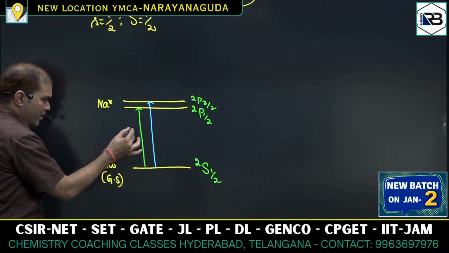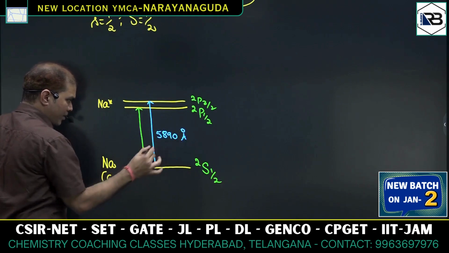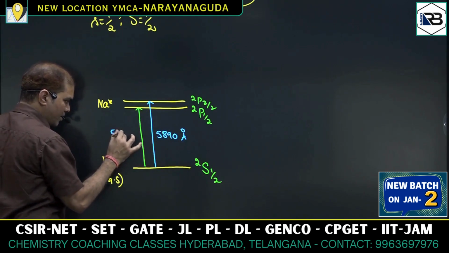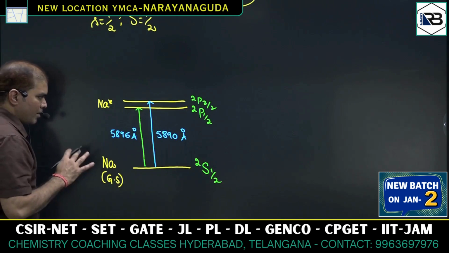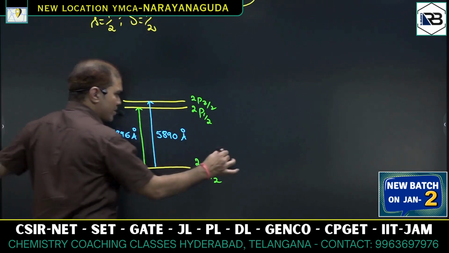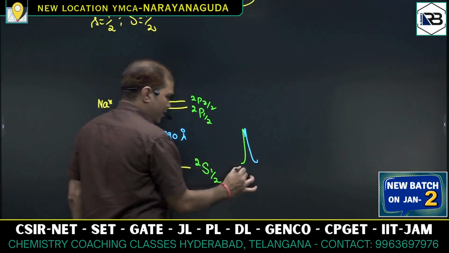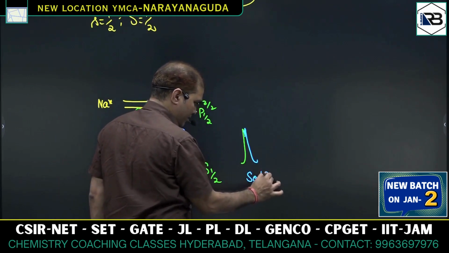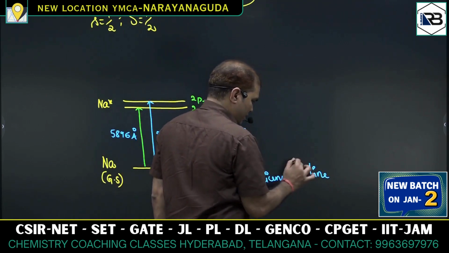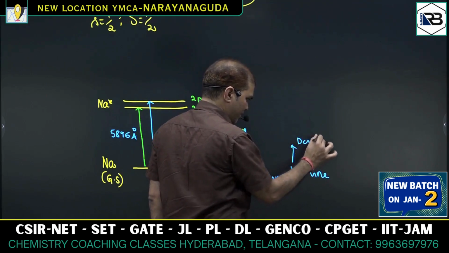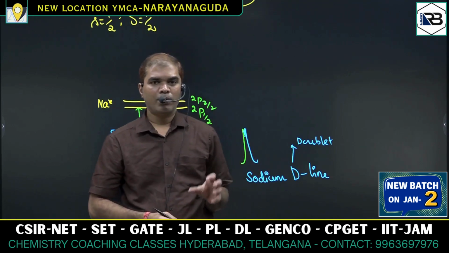These two transitions are very close. One is at 5890 angstrom, the higher energy one, and the lower energy one at 5896 angstrom. They are very close and almost overlap one another, therefore we get almost a doublet type of peak. So we call it the sodium D line. Even in polarimeters we use this sodium D line, where D represents doublet, the sodium doublet. And this excitation is the reason for the yellow orange color.